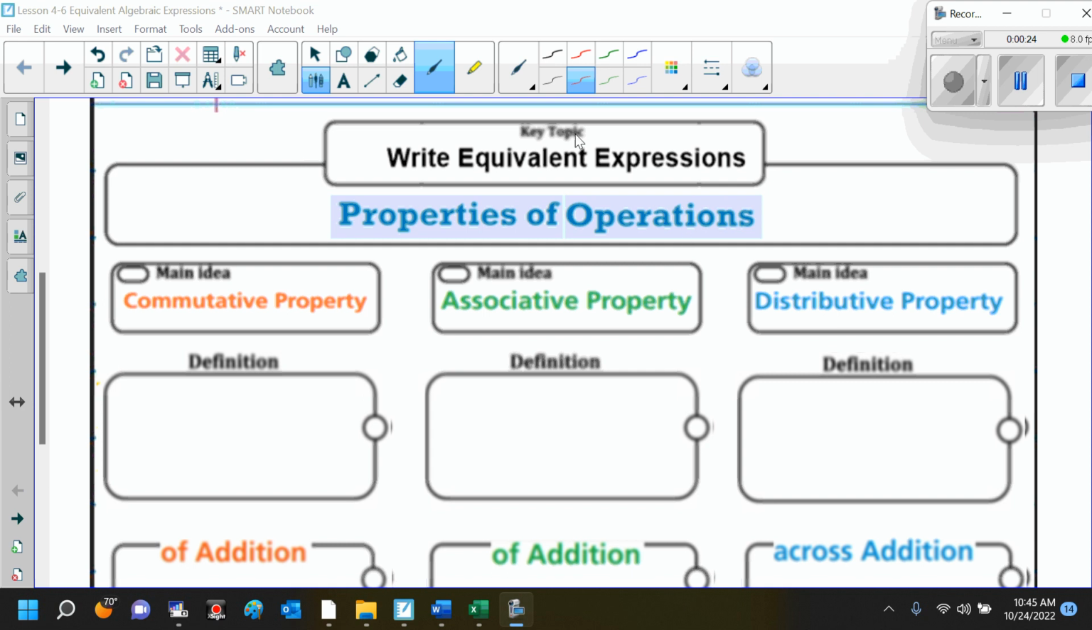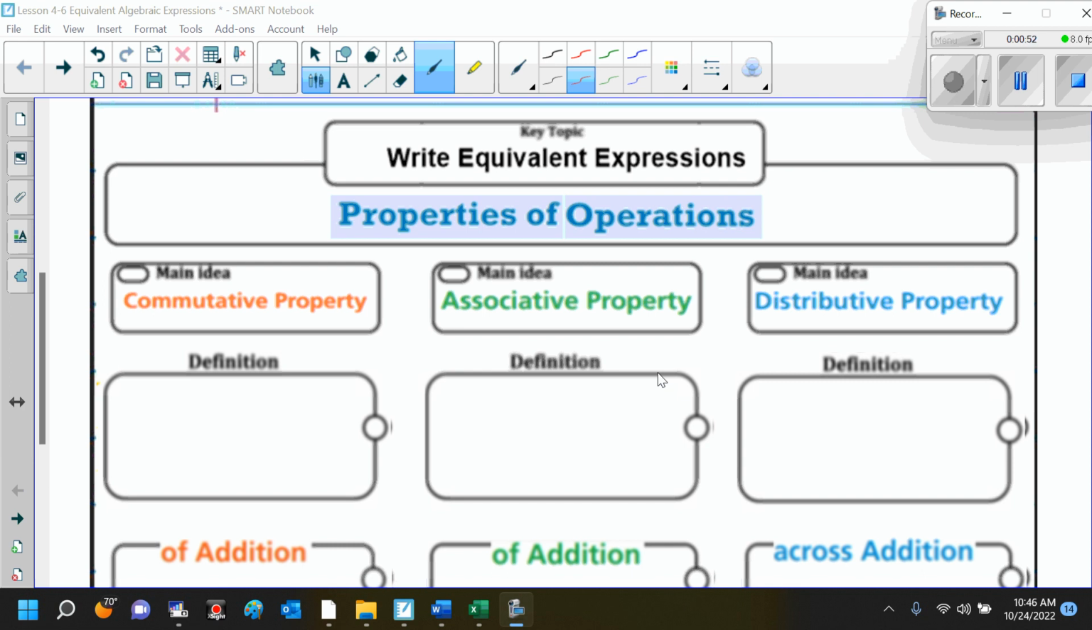All right, so now we're going to fill in a frame. It's called Write Equivalent Expressions. What we're covering today is properties of operations. We've got the commutative property, the associative property, and the distributive property. You guys have heard of all three of these because I have mentioned them every now and then in class. I don't know if you've picked up on it.